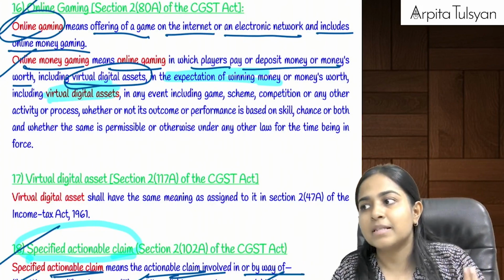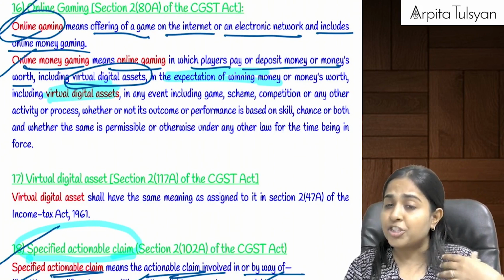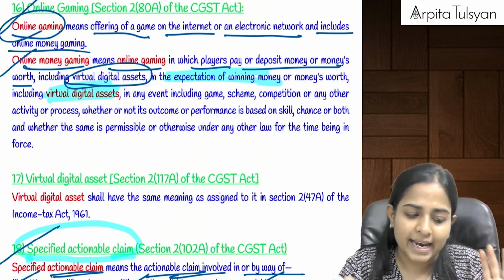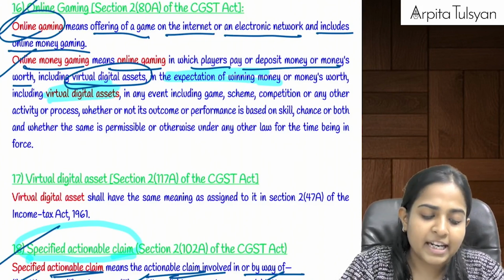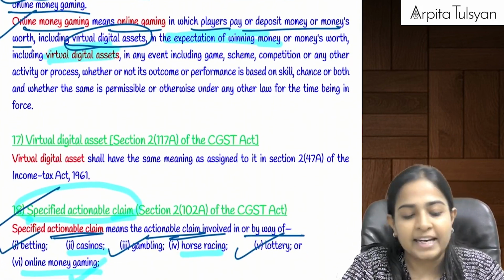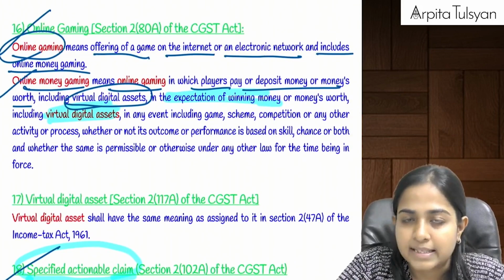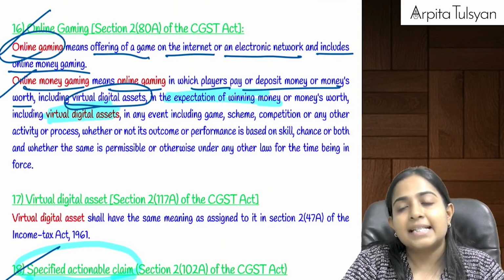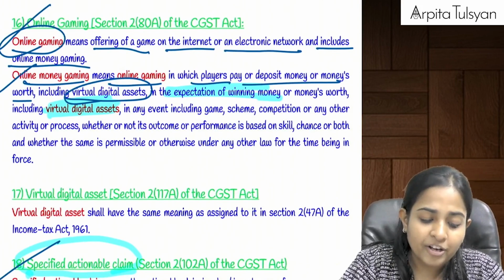Now this winning probability depends upon your skill, chance, luck, etc. We are not concerned with that. But if a particular person is providing the services of online gaming, including online money gaming, then first of all, that is now considered an actionable claim. And secondly, because of that, that is now covered under the purview of GST.